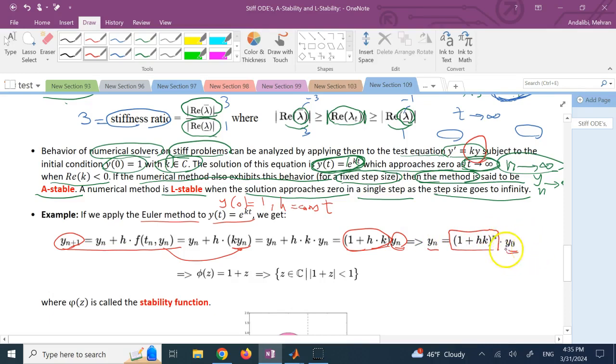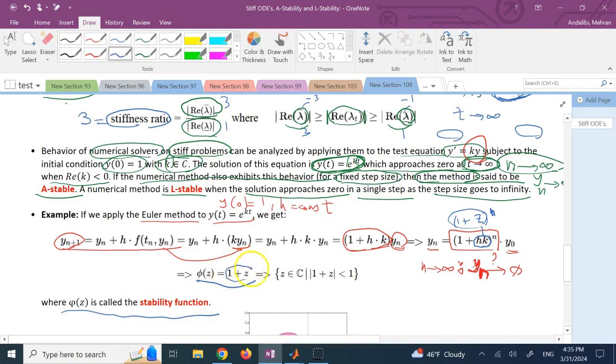Now the question is, would this solution go to 0 when this n is increasing to infinity? Would this yn go to 0? That is the solution. Okay, so will my yn go to 0 as n gets very big? Well, let's find out. Does it? Well, that depends on this term here. This is a term like (1 plus z) to the n, right? Geometric progression. And this 1 plus z, where z is this hk, by the way, we show it by phi of z and we call it the stability function.